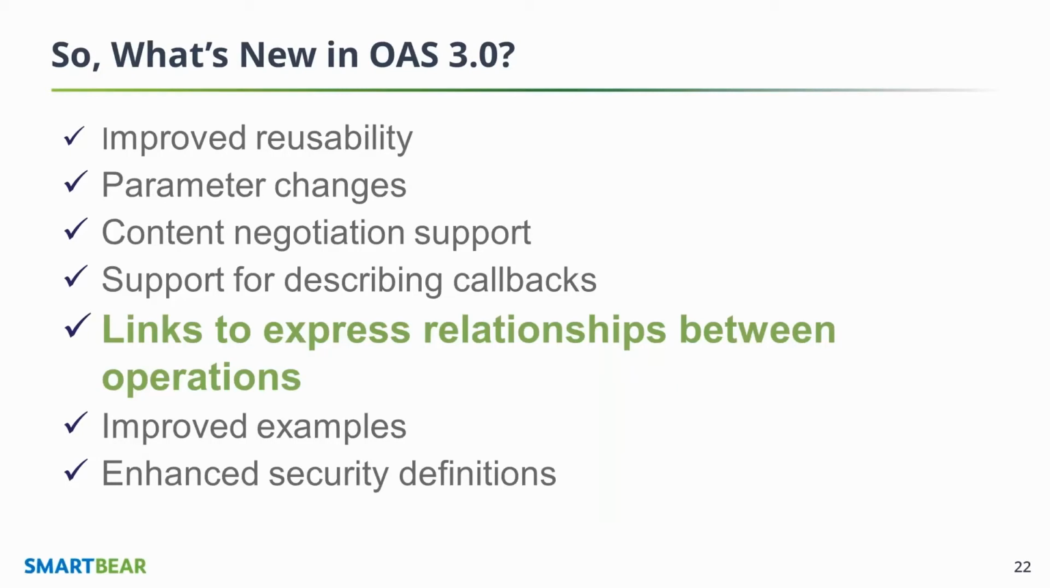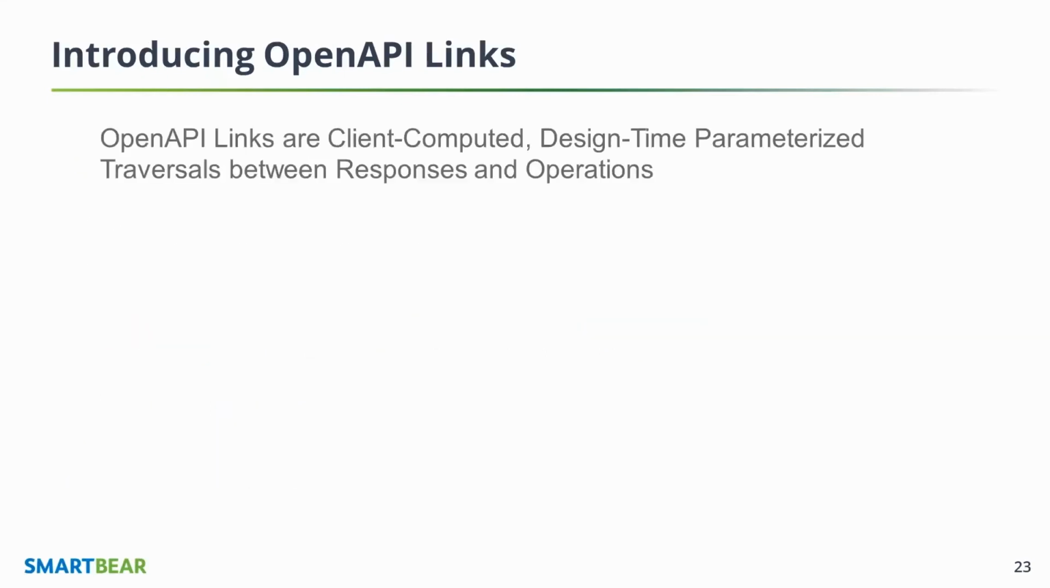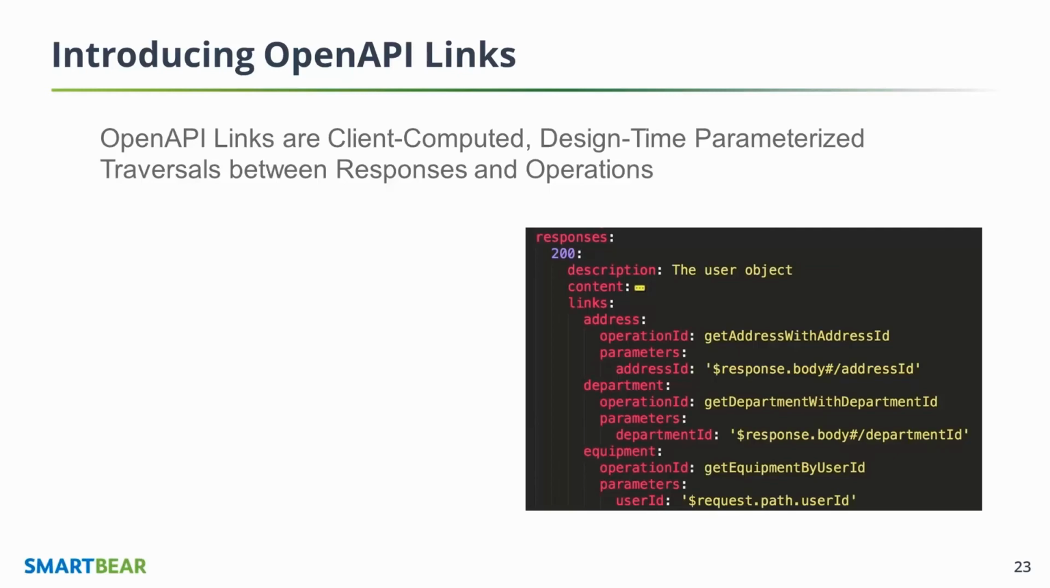Okay, we're moving on to the next new feature, which I find, let's say, the most exciting one. Everything is important, but the links will hopefully introduce a new concept to describing APIs. So basically, links are a way to describe, during your design, relationships between responses and other operations, which allow you to pretty much traverse the API.